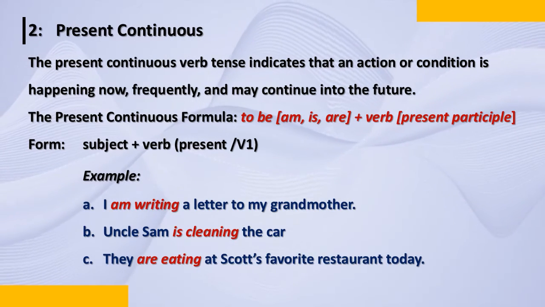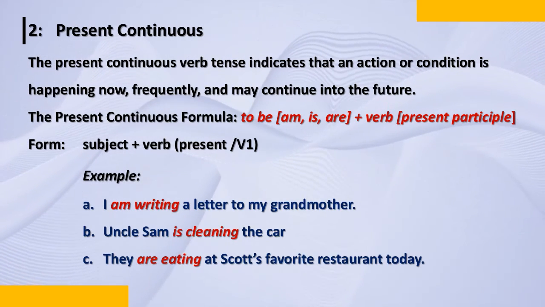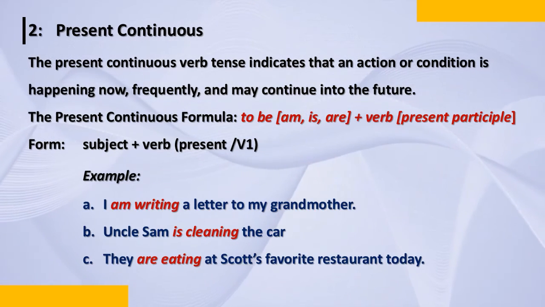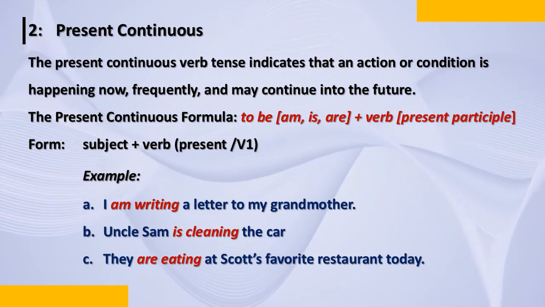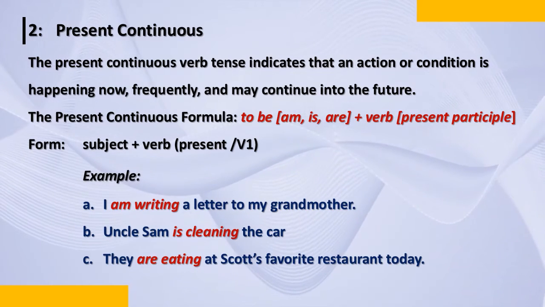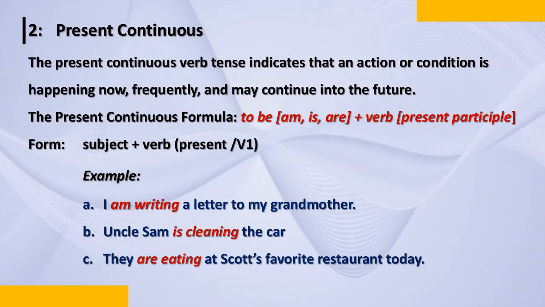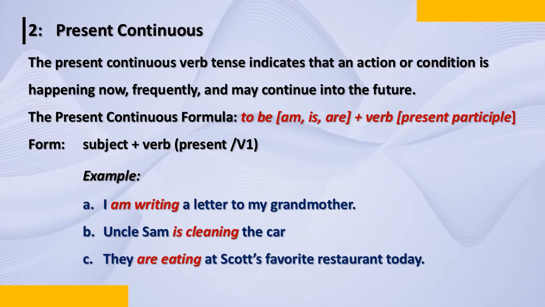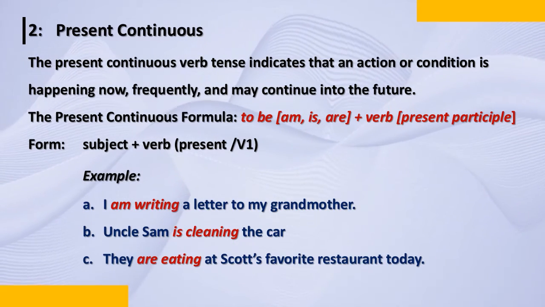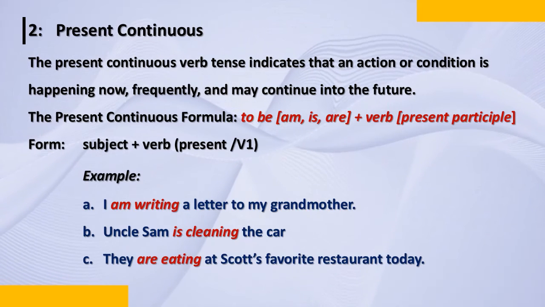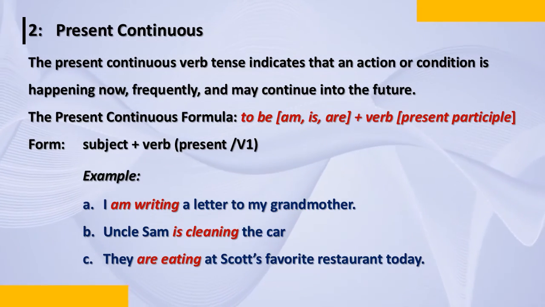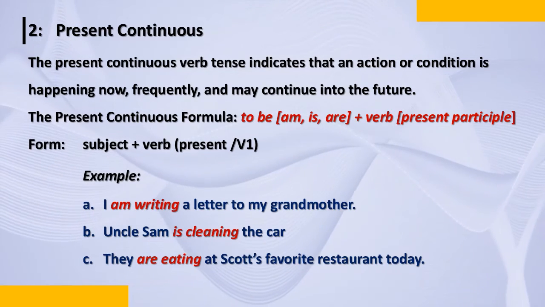How do you form it? You add a subject and then you add a verb. Uncle Sam is cleaning the car. They are eating at Scott's favorite restaurant today. This is present continuous, it's going to happen. I'm writing a letter. I'm writing.